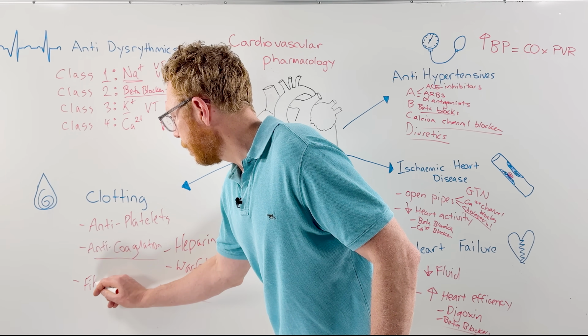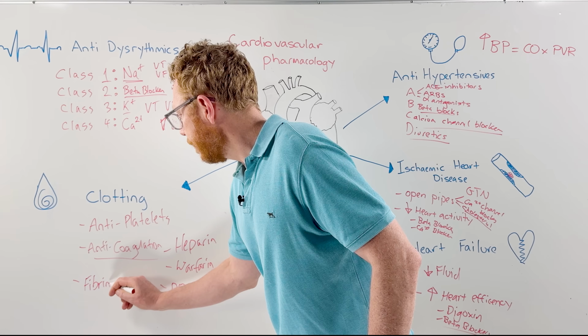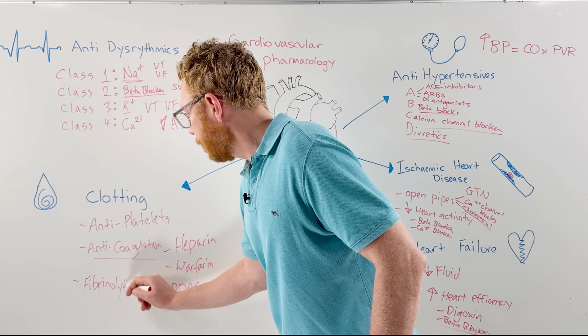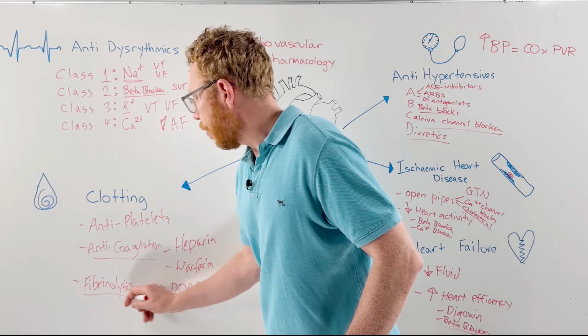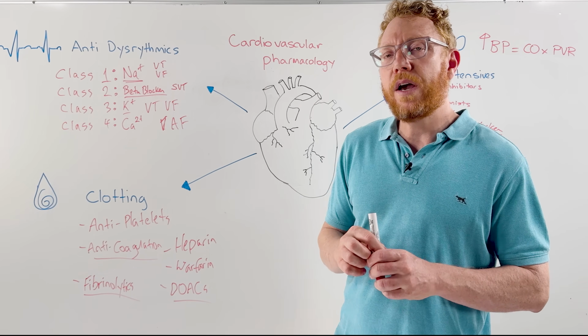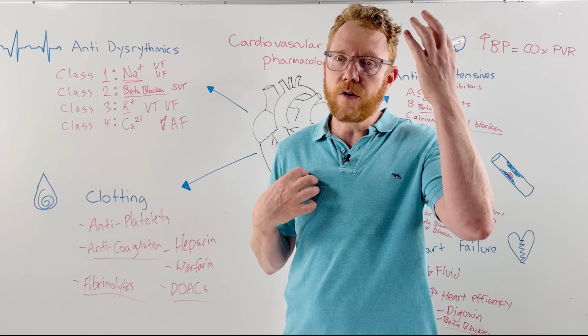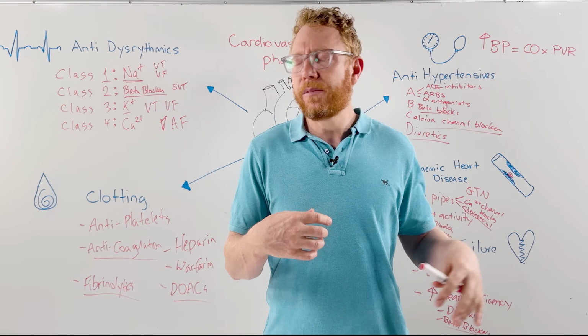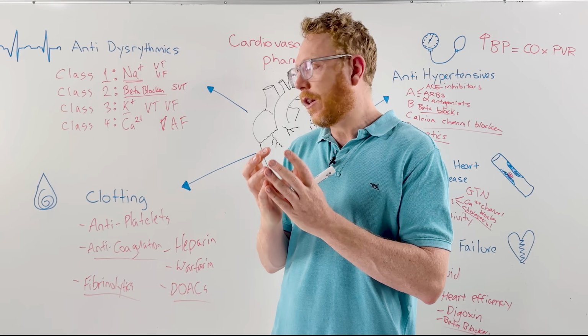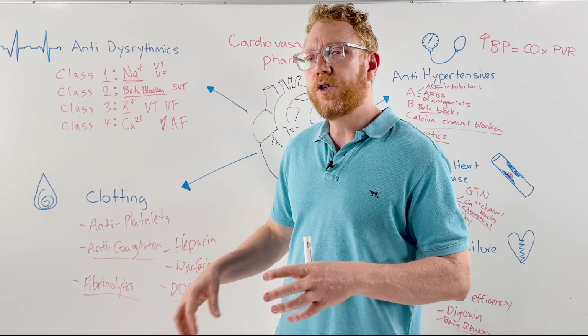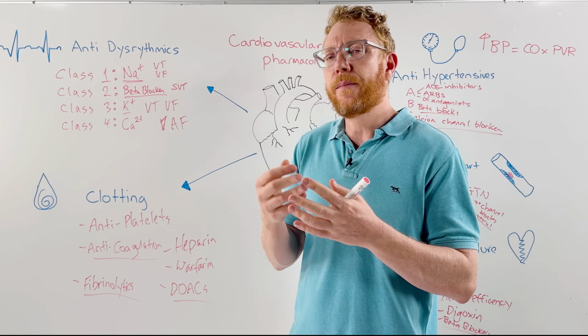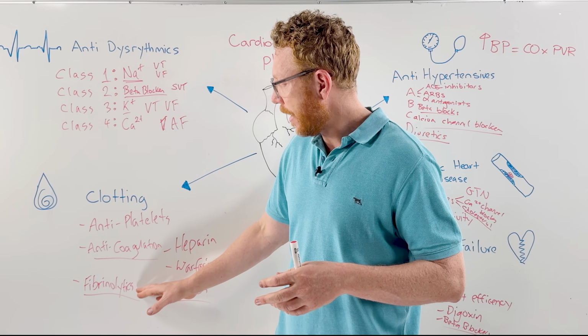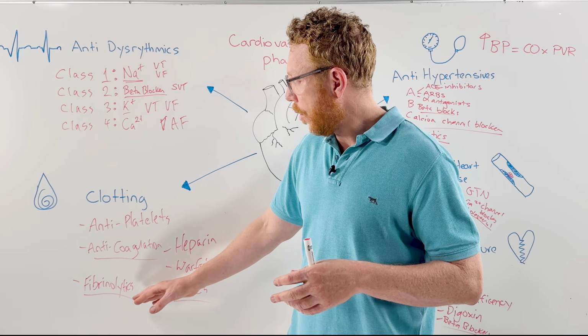The final one can be the fibrinolytics. Fibrinolytics, which basically means you've already got an established clot somewhere. So this could be in your lungs or your brain or in your heart, blood vessels. So there's already an established clot, but what these medications will do is break them up, bust them up. So these would be things like streptokinase or TPA.